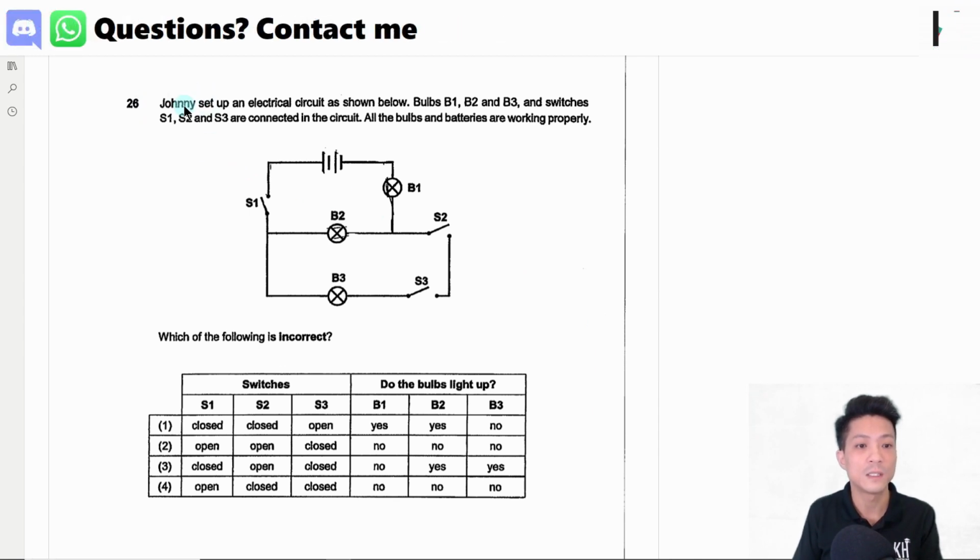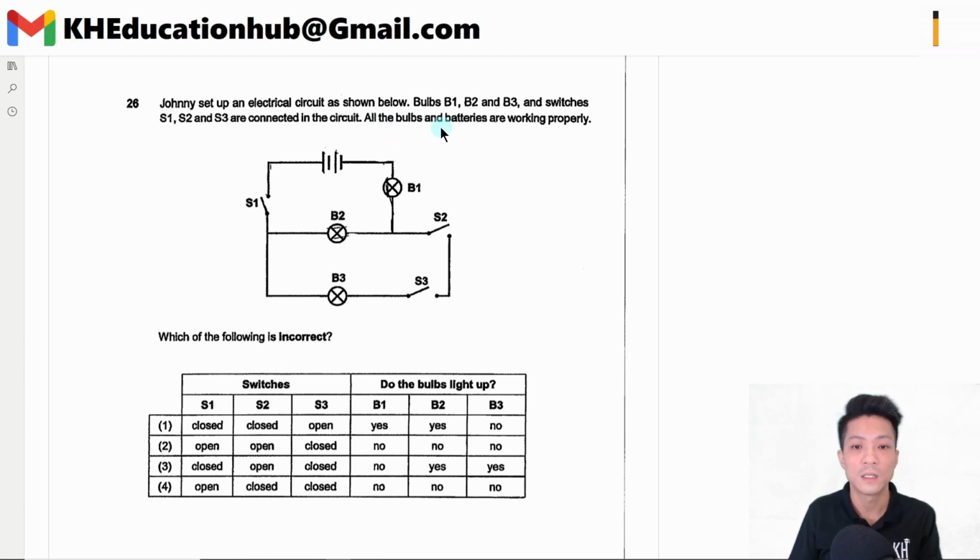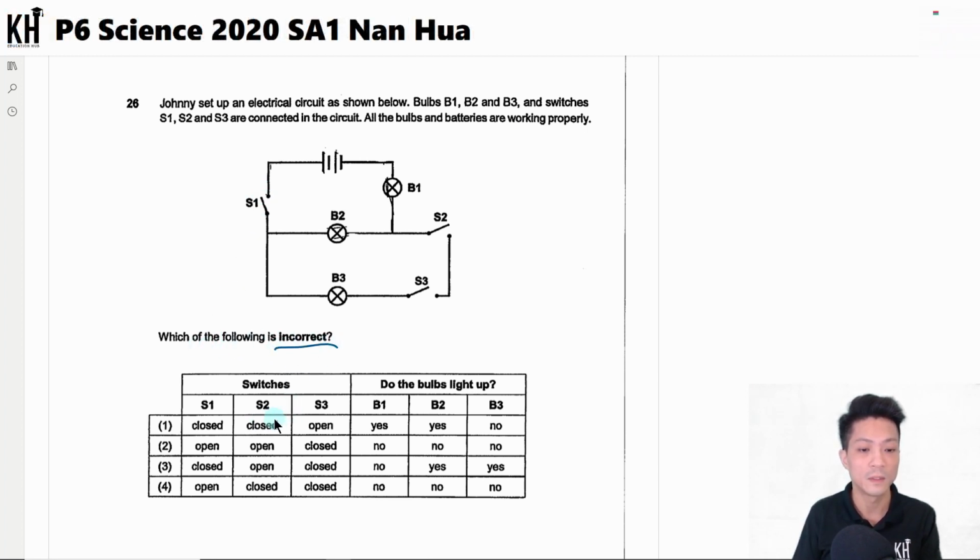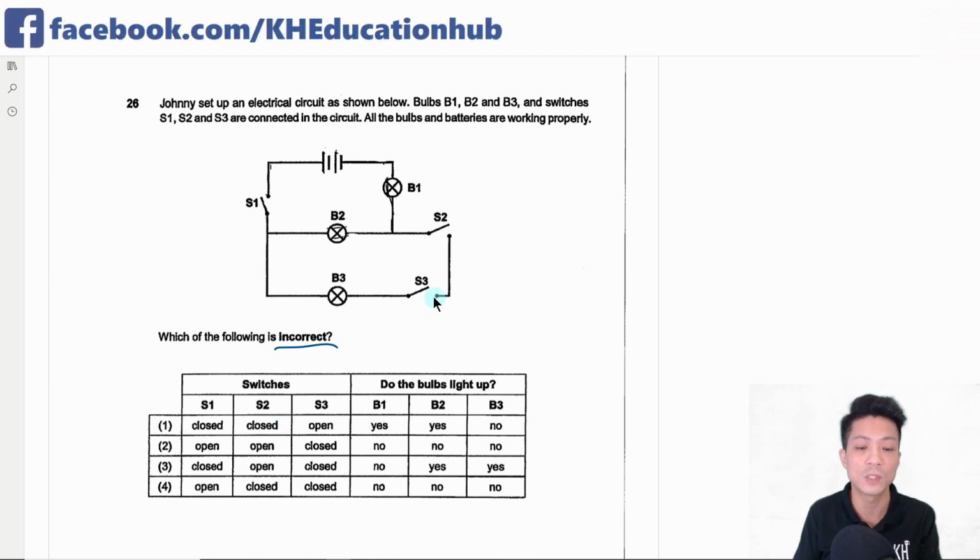Question 26. Johnny set up an electrical circuit as shown below. Bulbs B1, B2, and B3 and switches S1, S2, and S3 are connected in the circuit. All the bulbs and batteries are working properly. So which of the following is incorrect? Okay, for number 1, S1 and S2 are closed, and S3 is open. So this is open, this is closed.